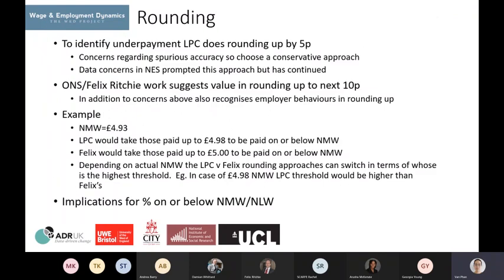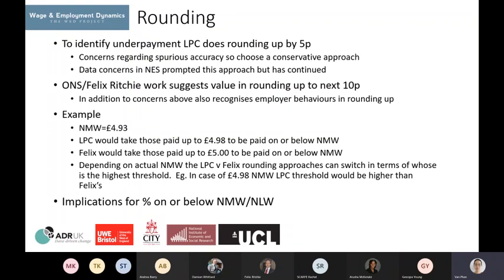The third one we cover is about the rounding method. To identify the underpayment, the Low Pay Commission does the rounding up to 5p. So the concern regarding the conservative approach, and then alternatively, ONS and Phan and Ritchie's work suggest a way of rounding up that is mostly due to employee behaviors.